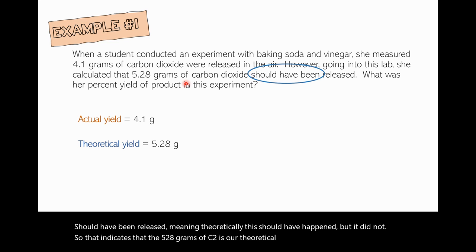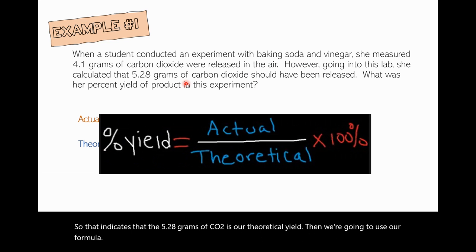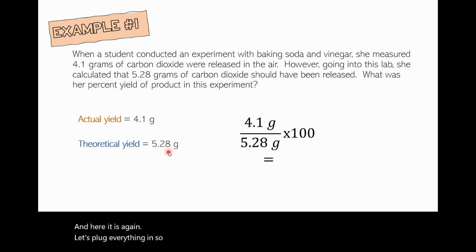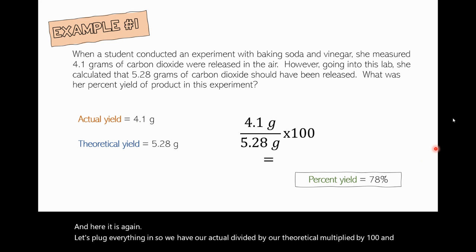Then we're going to use our formula. Here it is again. Let's plug everything in. So we have our actual divided by our theoretical multiplied by 100, and we find that the percent yield is 78%.